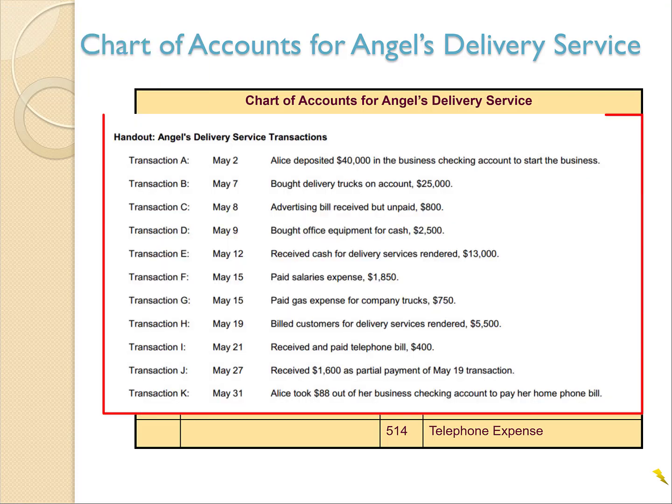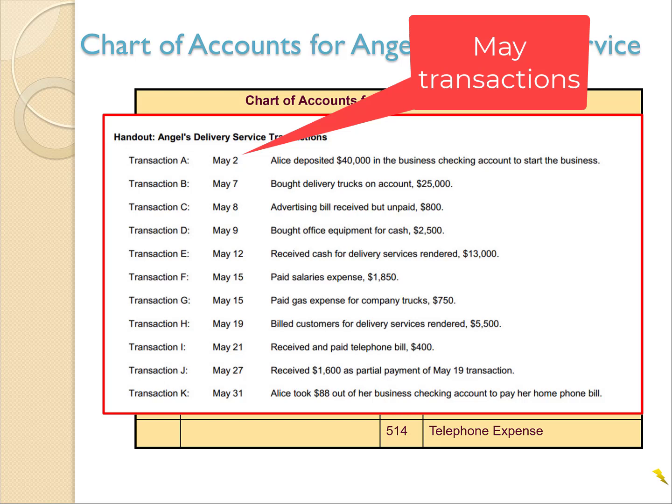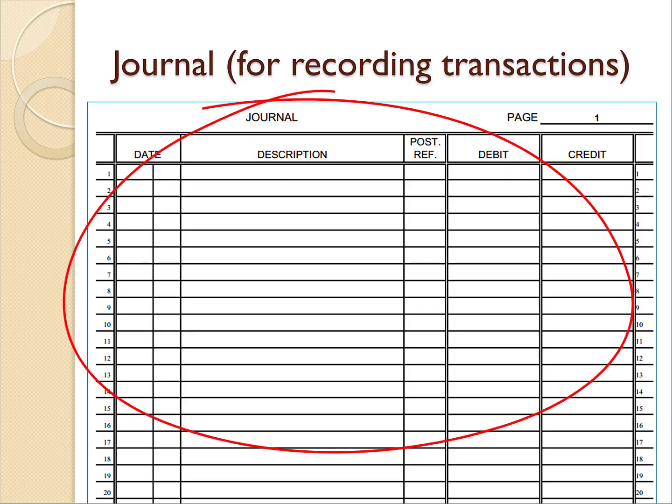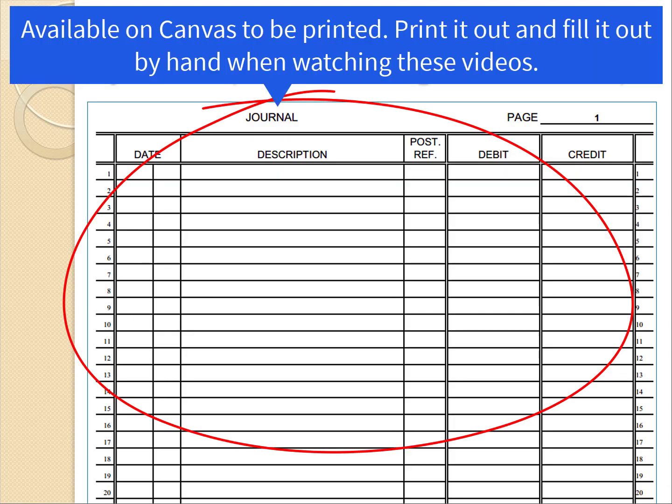And where are we going to record these May transactions? Where are transactions always recorded first? They're always recorded in the journal. So you're going to need to print out this journal, and you're going to be filling out the journal by hand. And this journal, by the way, is on Canvas. So all these handouts that you need are on Canvas.